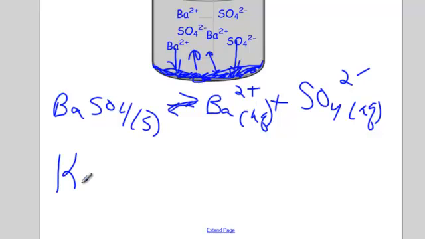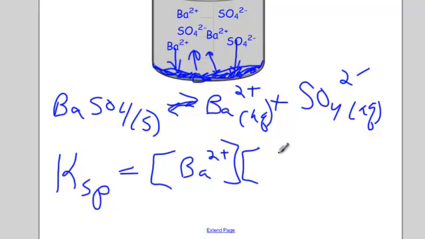Now, if you remember about K, solids don't go into the K equation, so KSP is only equal to Ba2+ times SO4 2-. And then you just do all your normal ordinary ice boxes and everything exactly the same way we've been doing it. Where this gets a little complicated is when there are subscripts to worry about.